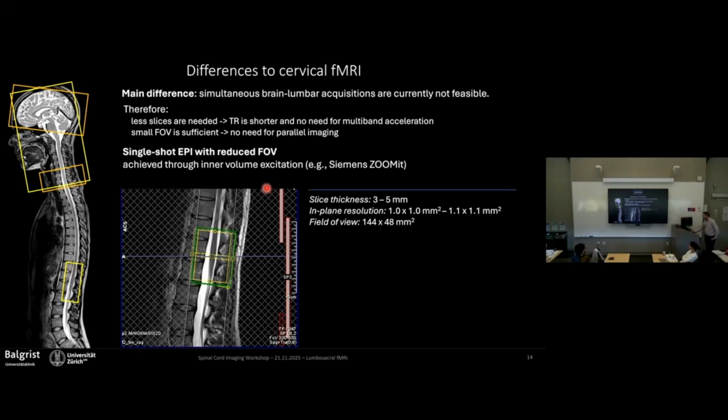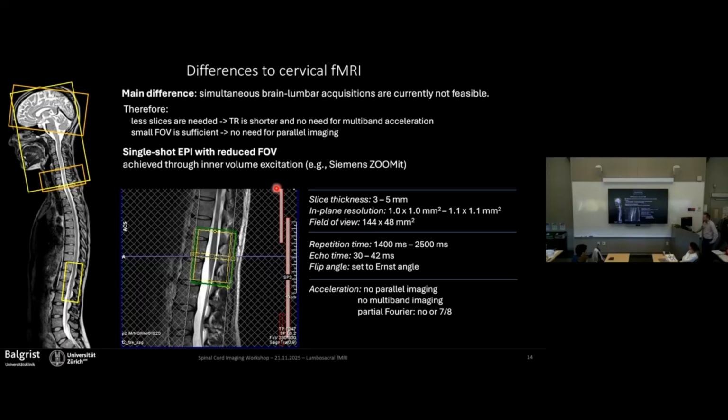Yes. So typical parameters for lumbosacral fMRI are a slice thickness of 3 to 5 millimeters. We use 5 millimeters, and Dimitri uses 3 millimeters. In-plane resolution is 1 by 1 to 1.1 by 1.1. The repetition time is as short as possible. Echo time, I'm going to talk about it. And the acceleration, we don't use any acceleration. Some people use a little bit of partial Fourier.